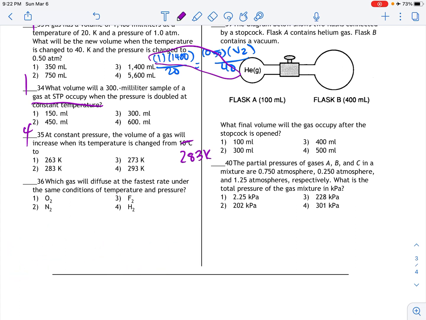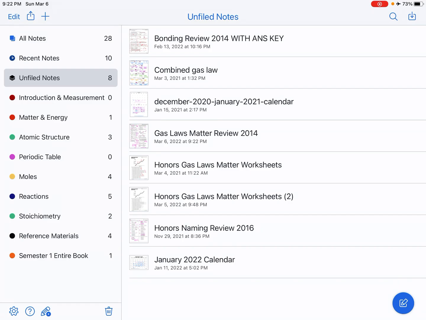Which gas will diffuse at the fastest rate under the same conditions of temperature and pressure? This is Graham's law. This is not on the Regents. This is honors only. And it says that the heaviest gases will diffuse the slowest. The lightest gases will diffuse the fastest. And so we need to check molar masses as found on the reference table. So let's do it.